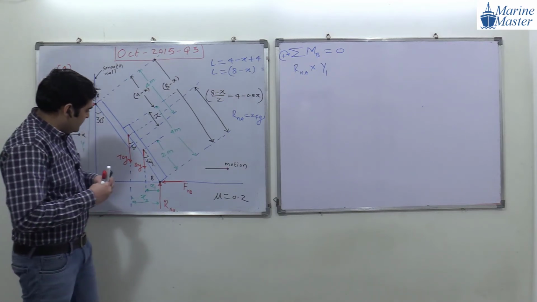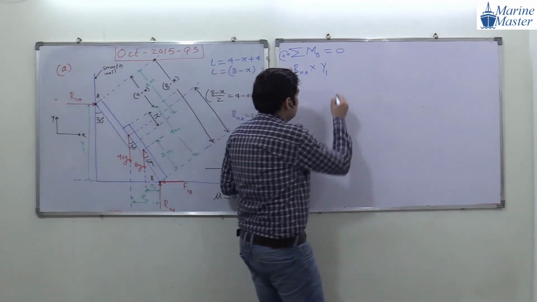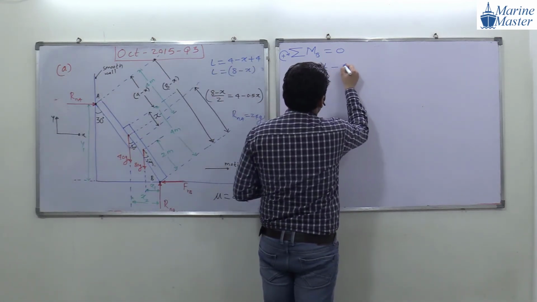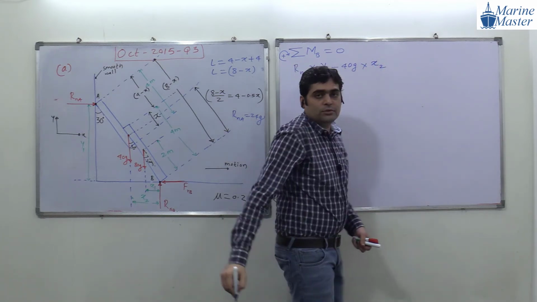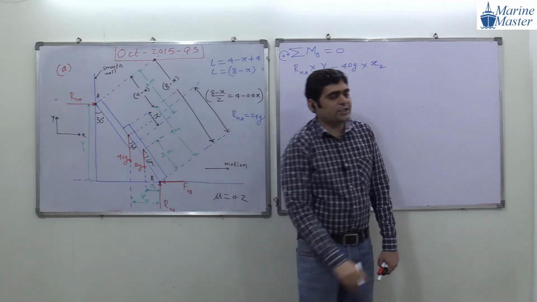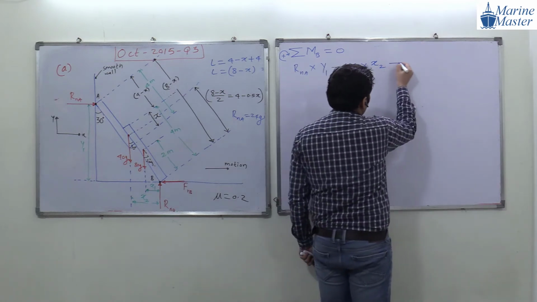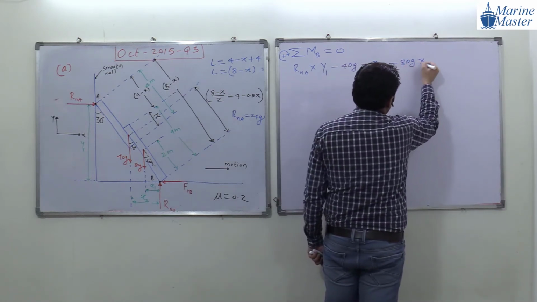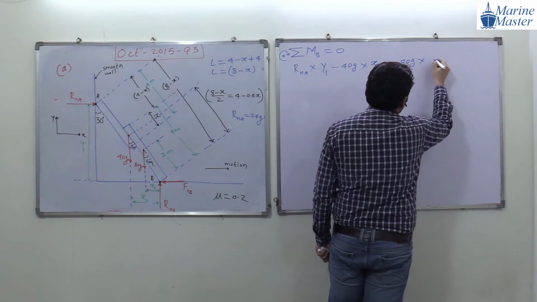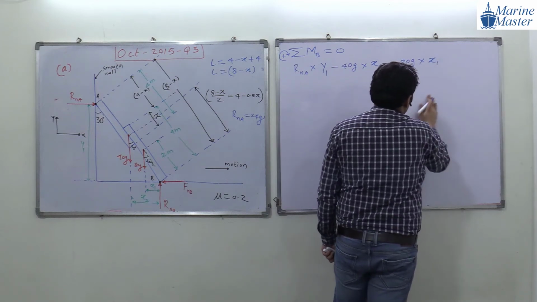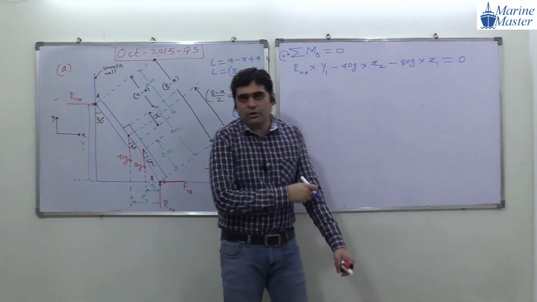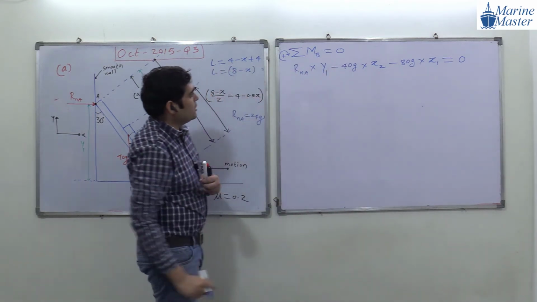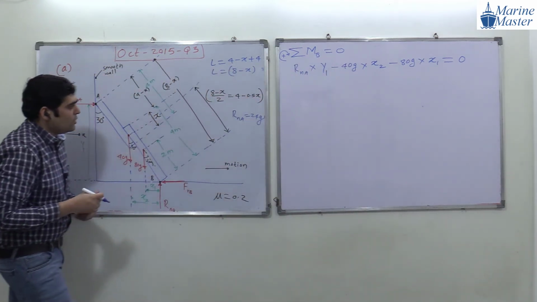So here, minus 40g into the perpendicular distance, which is x2. And then the next force is 80g, again anti-clockwise, so minus 80g. What is the perpendicular distance, everyone? x1, and then it will be equal to 0. Okay, try to see this. Equal to 0.